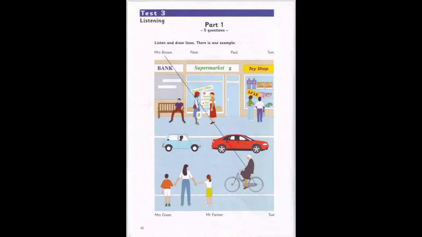5. Is that Sue? Where? Walking with the two children. Oh, yes, that's Sue. But who are the children? I think they're her cousins.